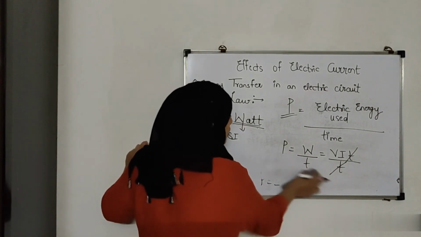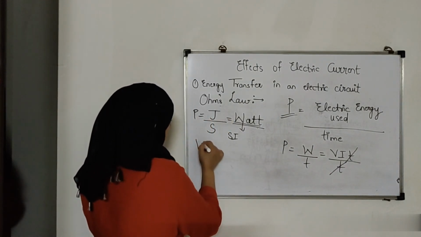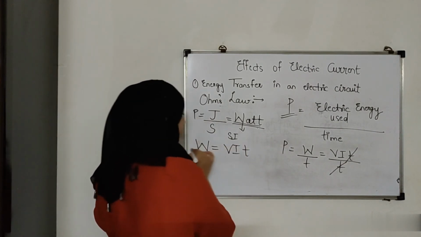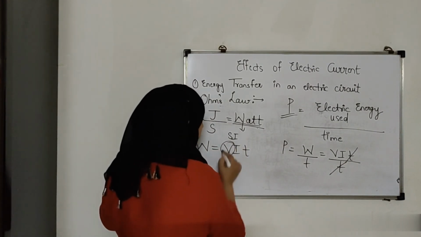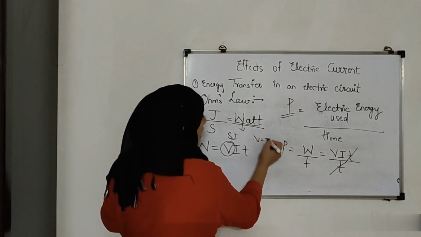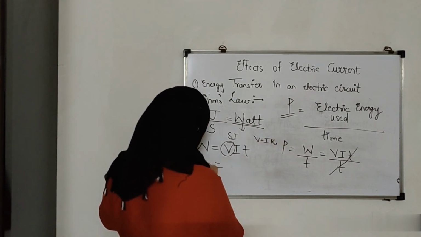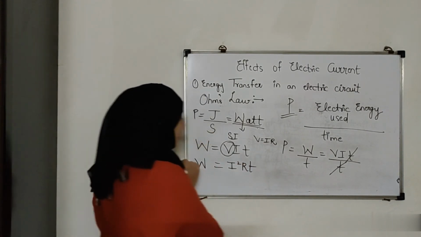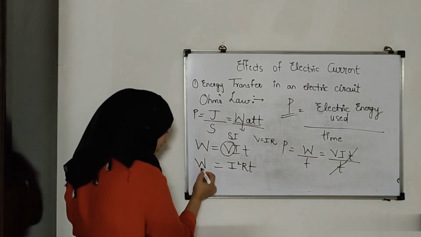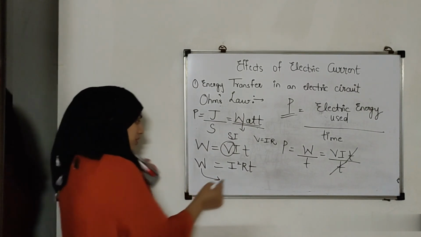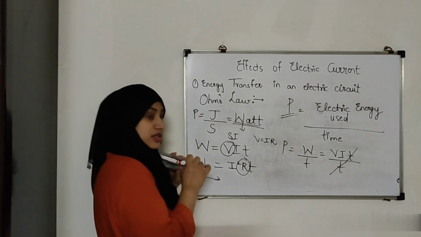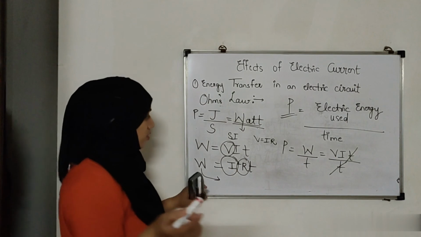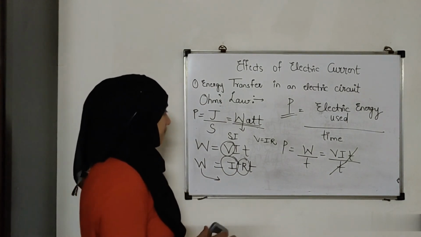Now we are going to see again, take your work done. W is equal to what? VIT. Now instead of V, we are going to put V equals IR. Let me put that. So my work done becomes equal to I square R into T. So what I am trying to say is that the more electrical energy is used when we have a higher resistance, and it is directly proportional to the current square.